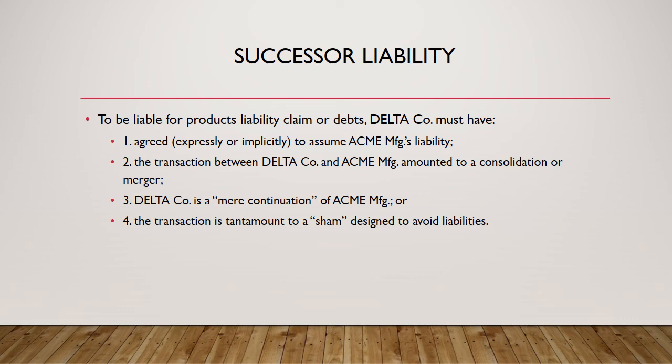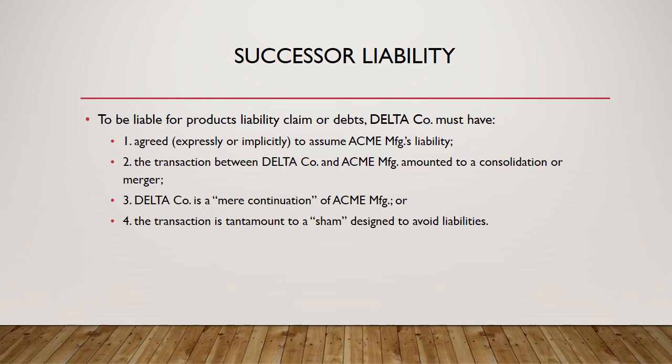So if it's a mere continuation of what Acme Manufacturing was doing before, so if Delta Co. buys them, they still manufacture the life jackets at the same place, the same workers still are there and all of that, then it's a mere continuation of Acme Manufacturing. And in that scenario, Delta Co. would be liable for the products liability claim.